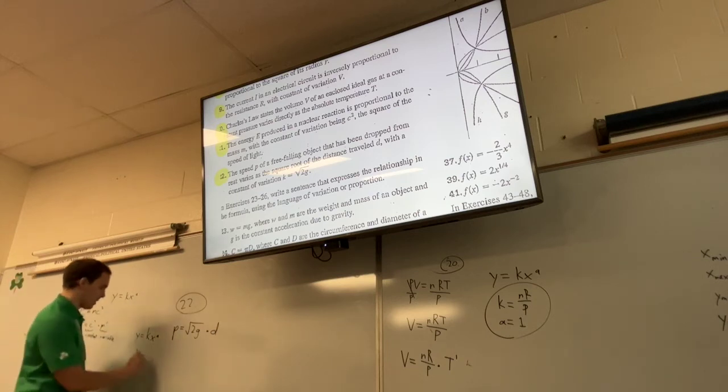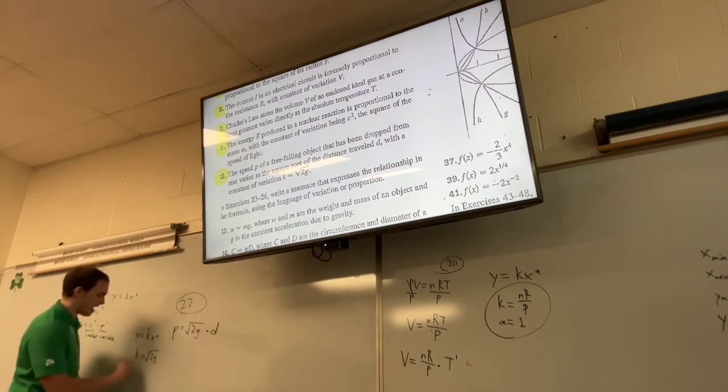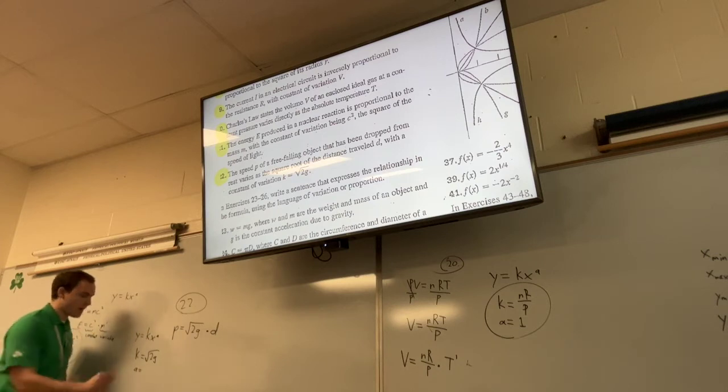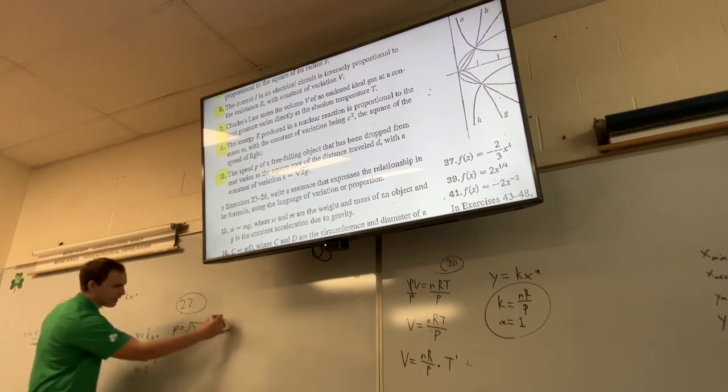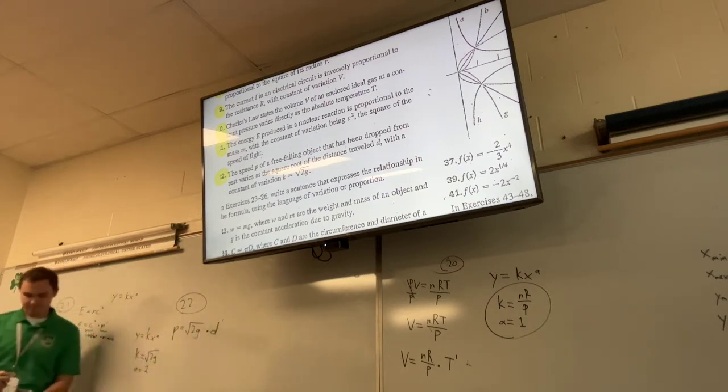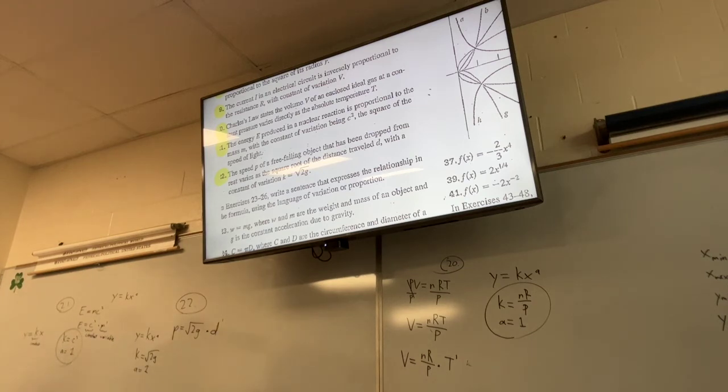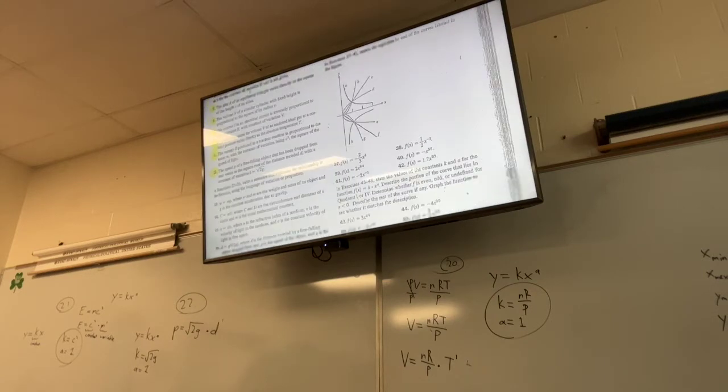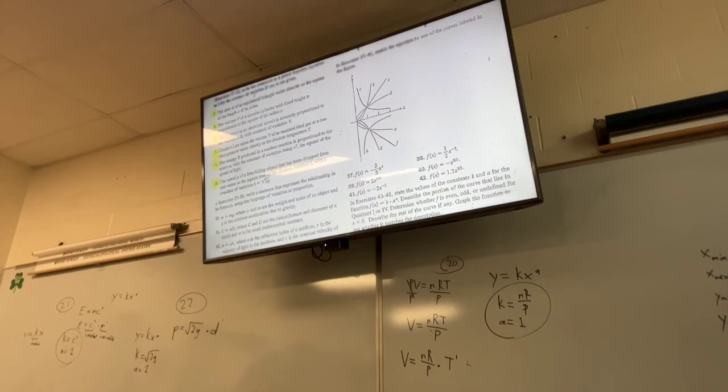Square root of 2g, yeah. What's my a? 1, yeah, good job. Who said a is the exponent on my variable here, which is 1, okay? We should see more of those, okay? And then Miss White had 37 to 42 crossed off, so I'll hold up on that.